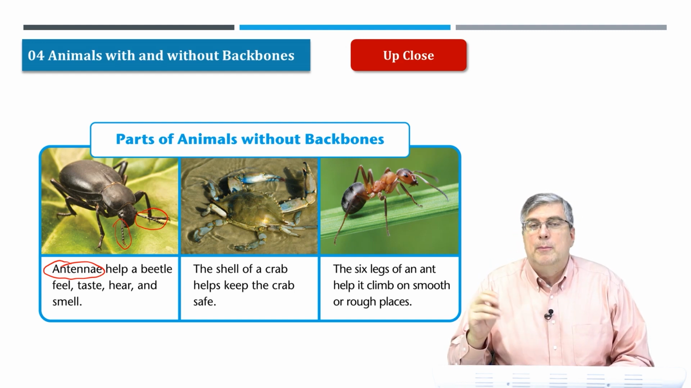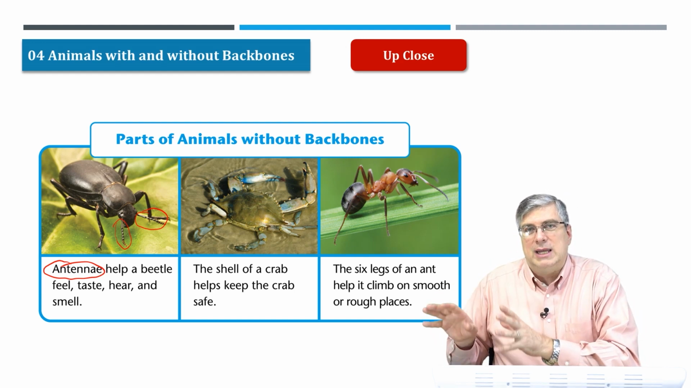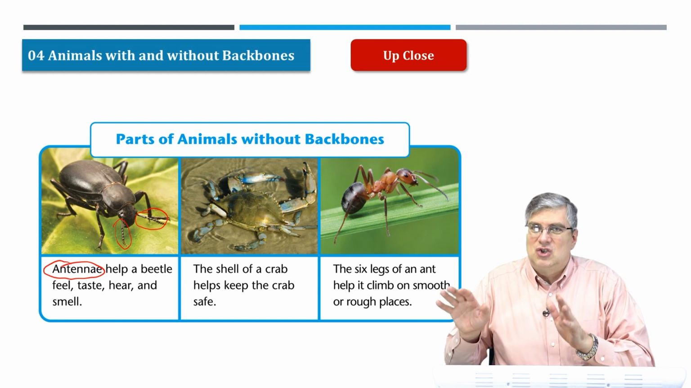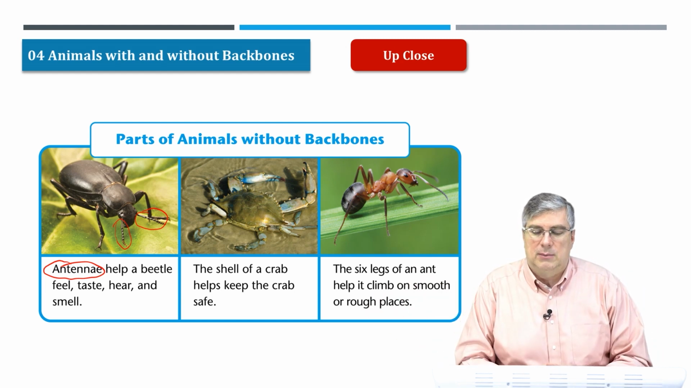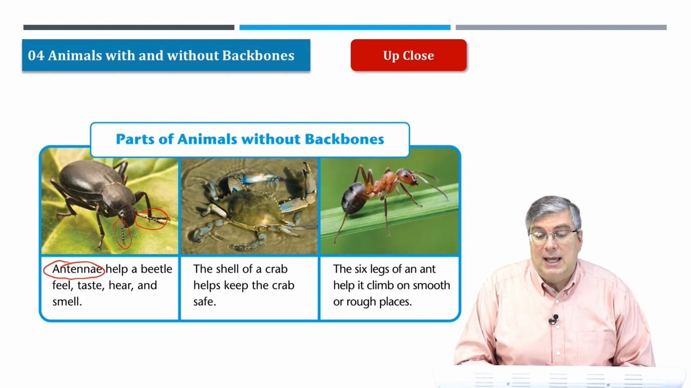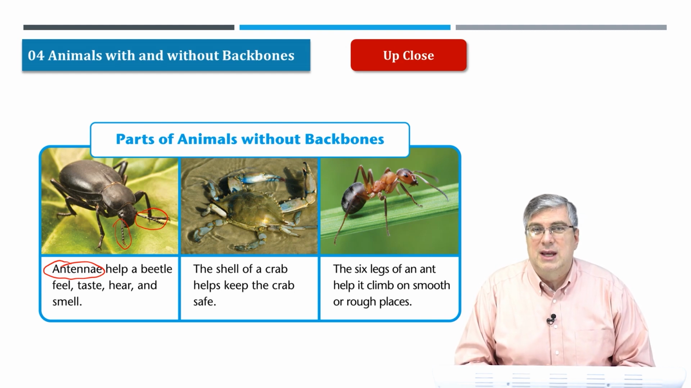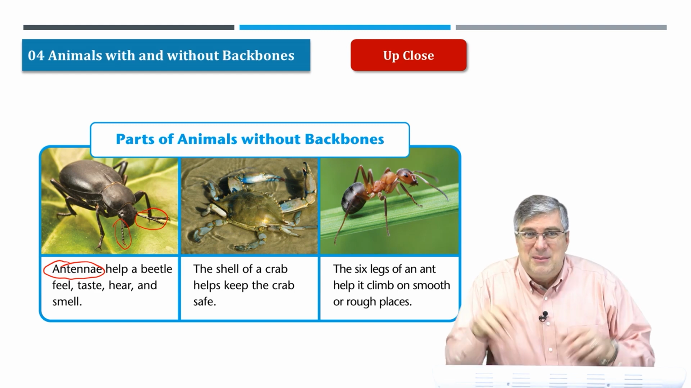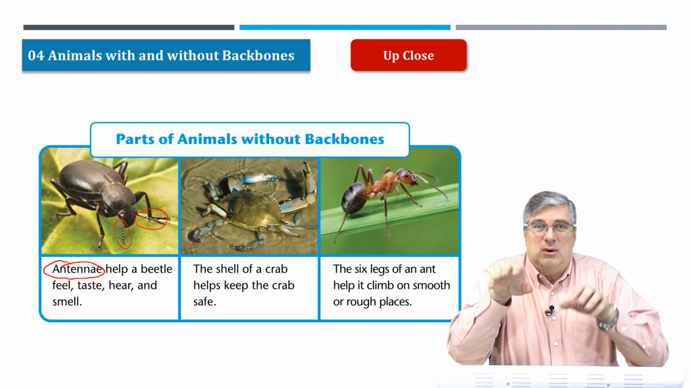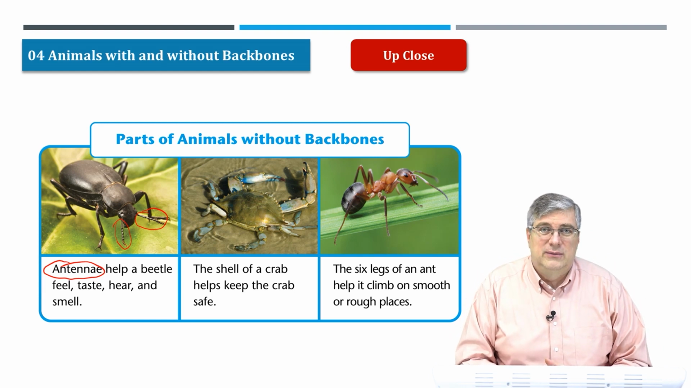But animals without backbones have different body patterns, right? Because they evolved a long time ago. They split off from animals with backbones. So insects can have many legs. Think about a millipede or a centipede. Ooh, they're kind of gross, right? But they have many legs and they're crawling around on the forest floor.